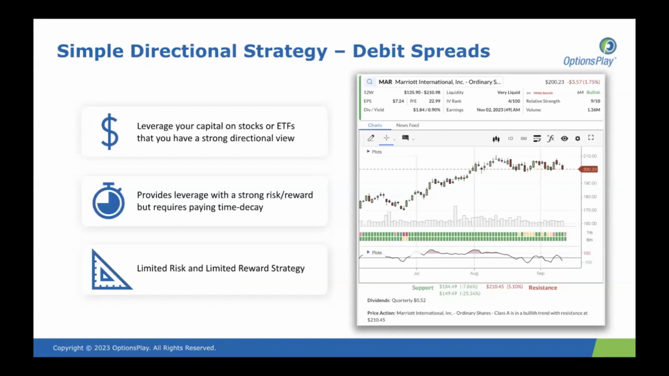All right, so we're going to leverage your capital on stocks. Also, you can do this on ETFs that you have a strong directional view on. And I'll talk about a few of the views that we've done recently in the marketplace.